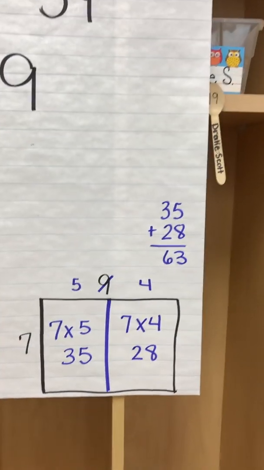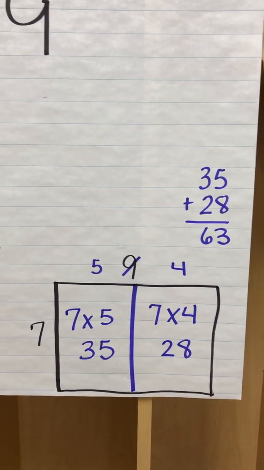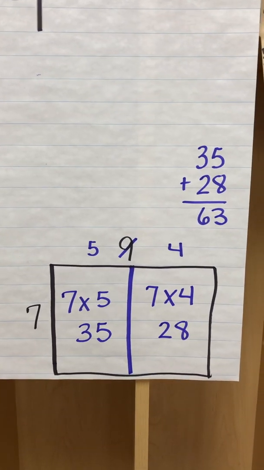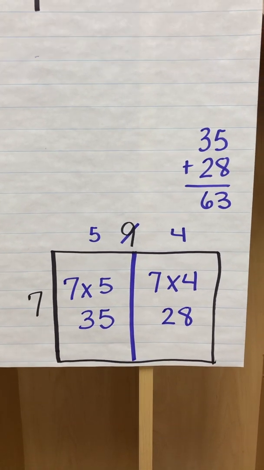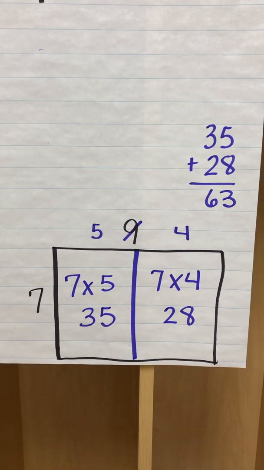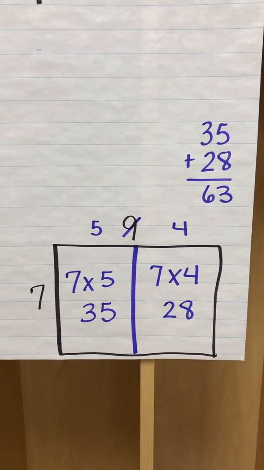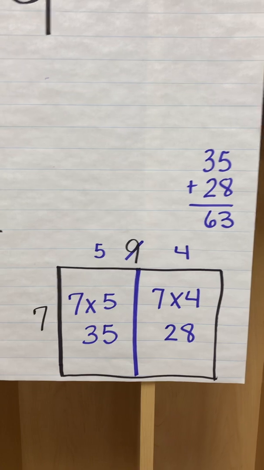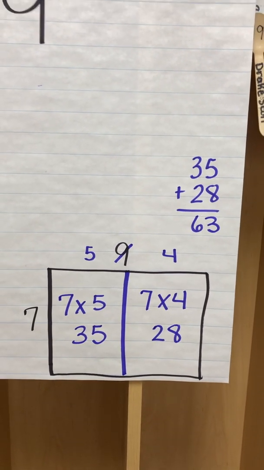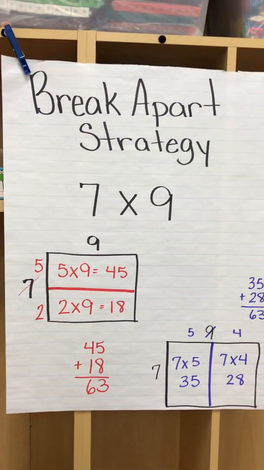I can also split it a different way. I could break the 9 instead into easier numbers. Now we need to make sure that when we're breaking our factors, we're breaking them into easier numbers that we are able to multiply by. So I could break the 9 into 5 and 4. And so on half of my room, I'm doing a 7 by 5, which gives me 35, and I'm doing a 7 by 4 on the other side, which gives me 28. And again, add those two areas together, and that gives me my total product of 63. So this is the break apart strategy.